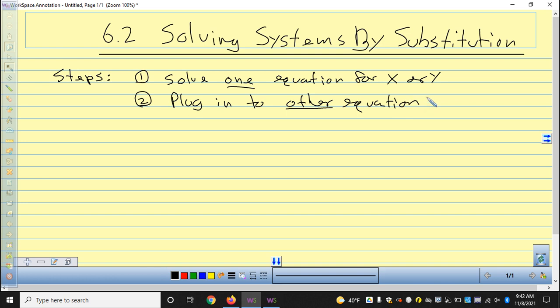So we'll have something like y equals 3x plus 5. We plug that into the other equation. Plugging in is the same as substituting. We plug that into the other equation. And then we can solve for the value of that variable. So we can solve that equation and get x equals 5, for example.